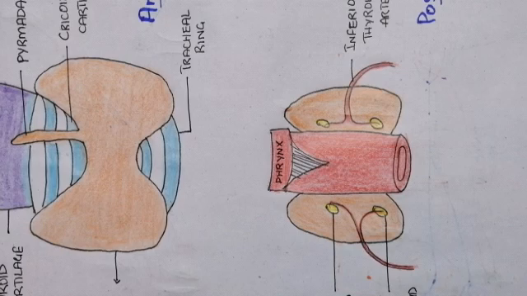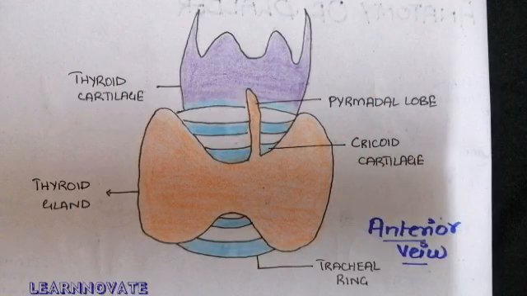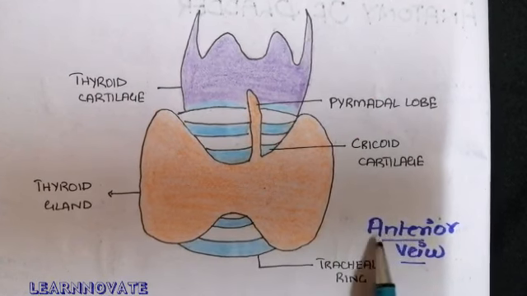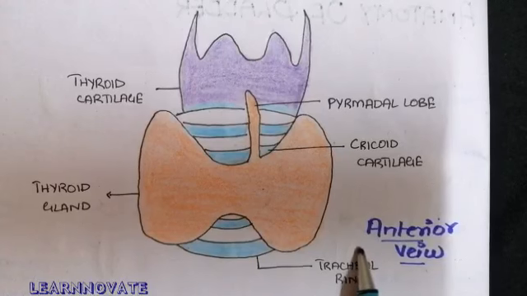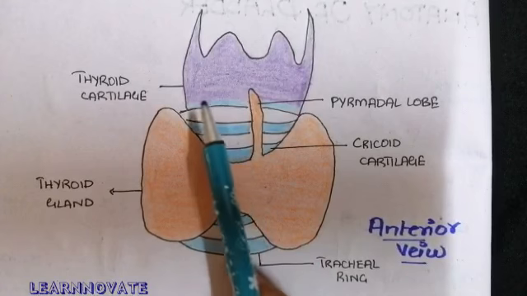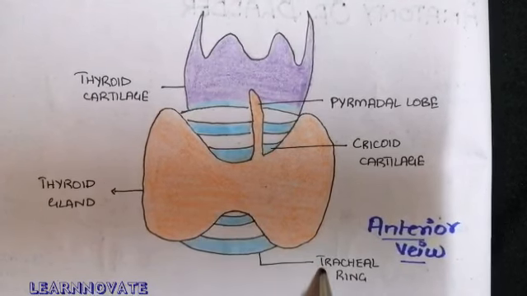In this video, we are going to discuss the anatomy of the thyroid and parathyroid gland. In this diagram, we can see the anatomy of a thyroid gland, and this is the anterior view. The thyroid gland is present in the anterior part of the neck, and it is anterior lateral to the thyroid cartilage, the cricoid cartilage, and the tracheal rings.